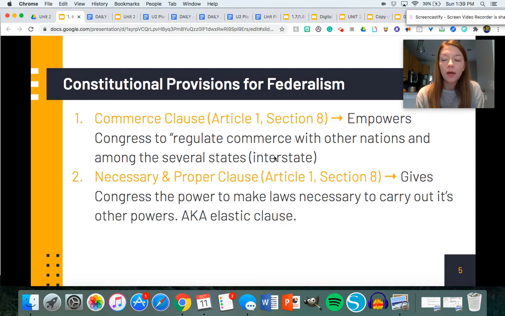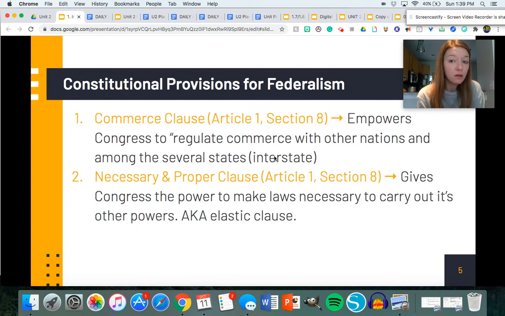All right, also in Section 8 of Article 1, we see the necessary and proper clause. And as we know, this gives Congress the power to make laws necessary to carry out its other powers. We also call this the elastic clause. Think of it like an elastic: it gives some flexibility in legislating. And this is also going to give power really to the federal government.